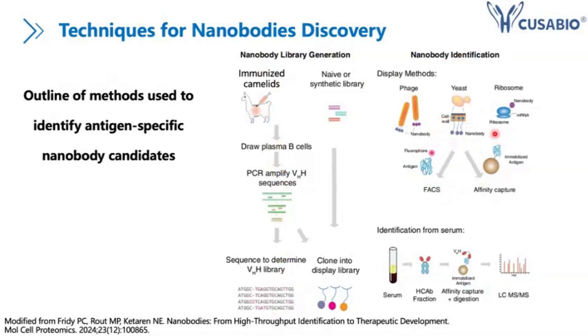Or you can have another library that comes from a synthetic library. So it does not come from the immunized camelid, it is just from an artificial or single-cell library. But the strategy is similar. You can use the FACS screening, and you can also use the display method. All of this tries to identify the heavy chain antibody fraction from the nanobody and then use it for the following steps.